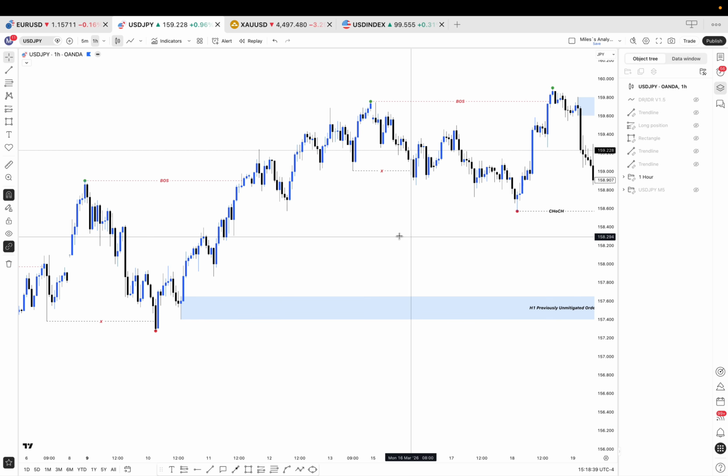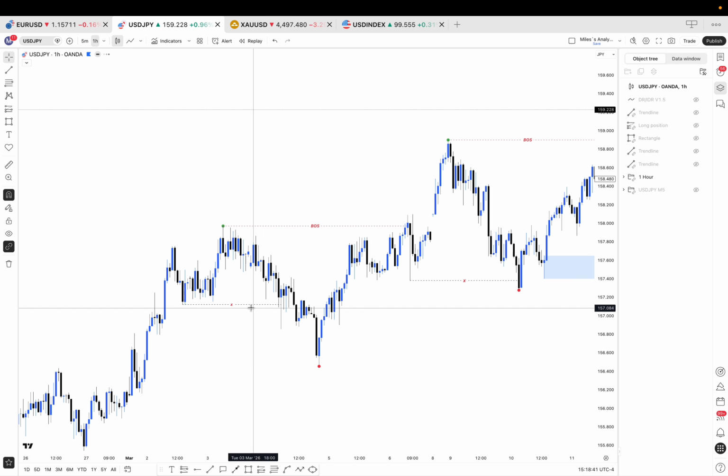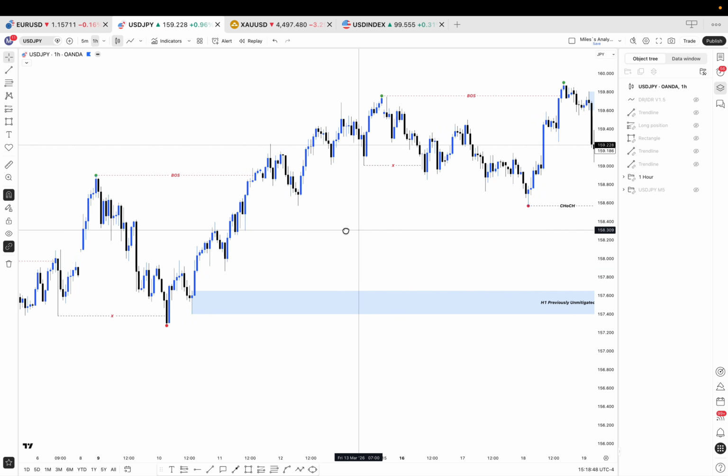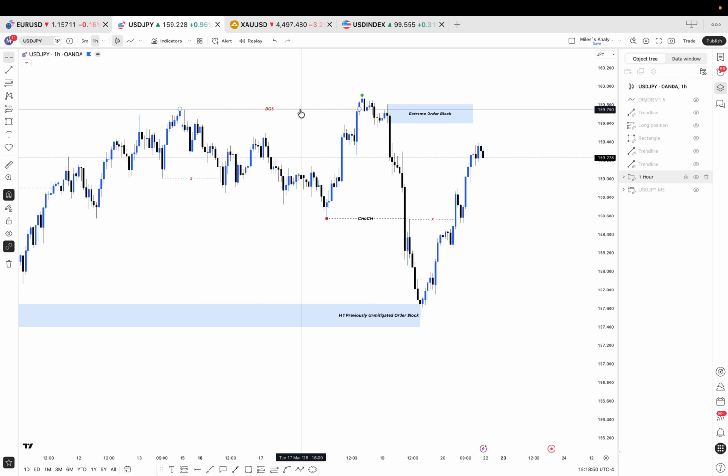So here you can see that price was in a bullish market. It was taking out inducements, creating a series of higher highs and higher lows, creating breakout structures. And this was the last breakout structure that was created before price took out this previous low high and created a new change of character.